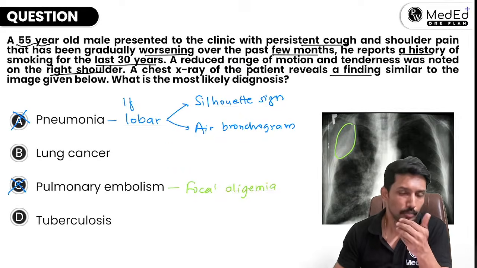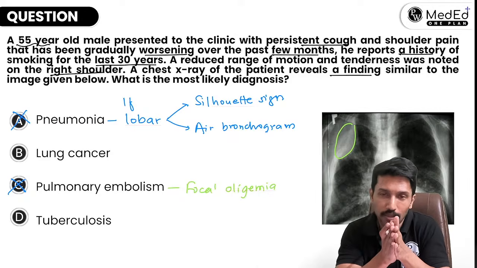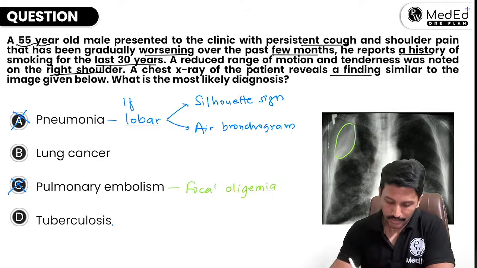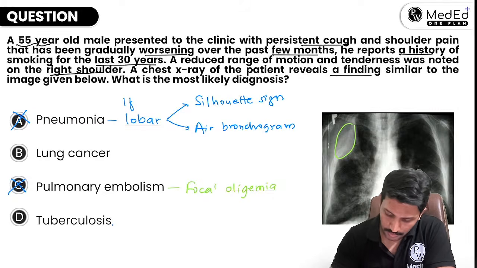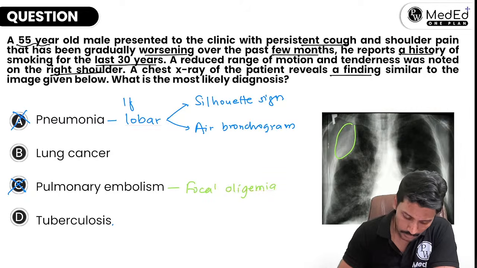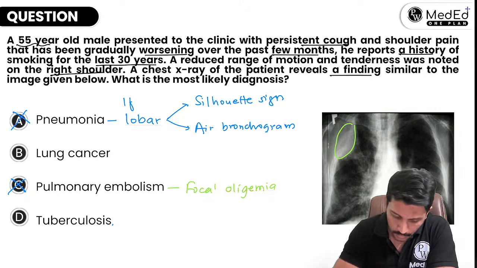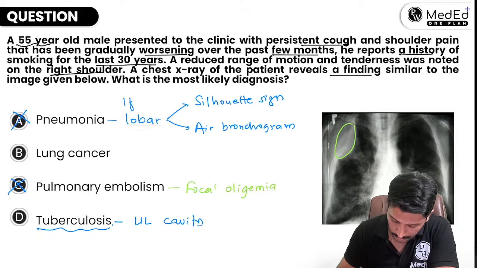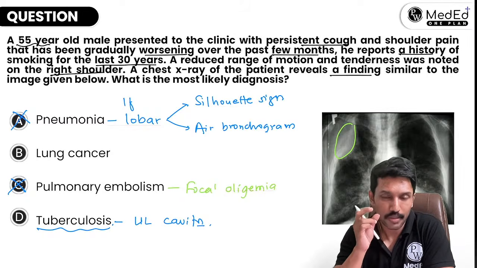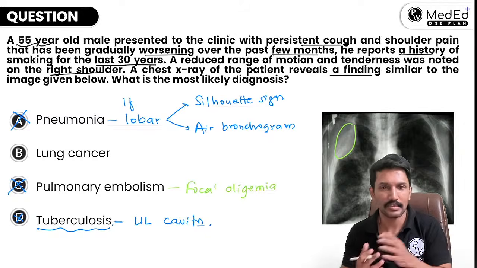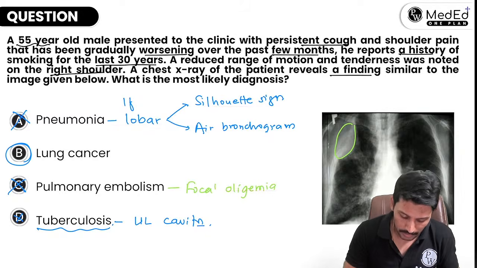Tuberculosis, yes, it can affect the upper lobe. So that remains a differential diagnosis. But tuberculosis does not explain the involvement of shoulder pain, and the other thing is tuberculosis often leads to upper lobe cavitation, and here instead of seeing cavitation, I'm seeing a solid opacity. So that also makes tuberculosis a little less likely. So I'm more left with lung cancer.